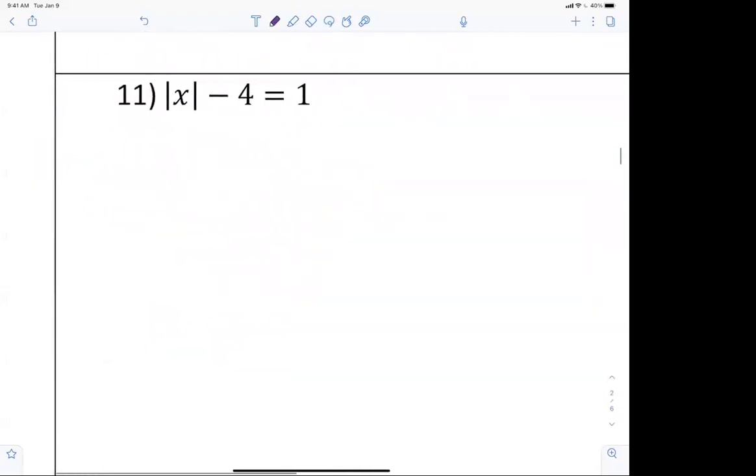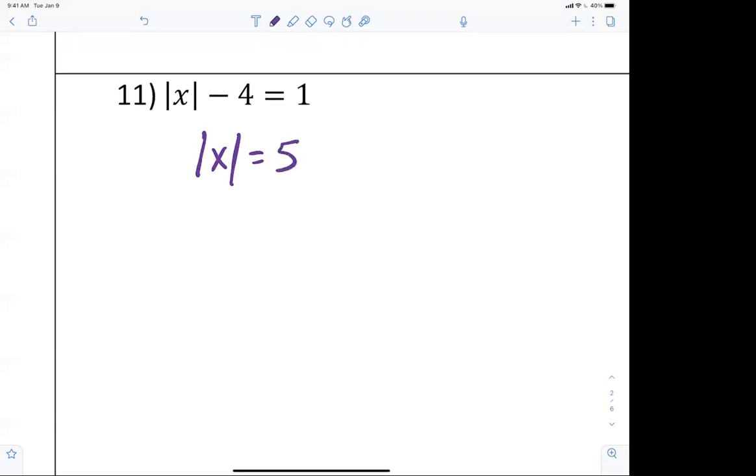Number 11. Uh-oh. We have a little problem here because the absolute value is not isolated. Can anybody tell me what I have to do first, probably? Let's do plus 4. Yes, you have to add 4 to both sides. You must isolate the absolute value first. That's the new step now. Do I really have to put plus 4 and plus 4 here? Because if you don't know what 1 plus 4 is, we're in a little bit of trouble. Does everybody agree with that? Right? So the absolute value of x equals 5.